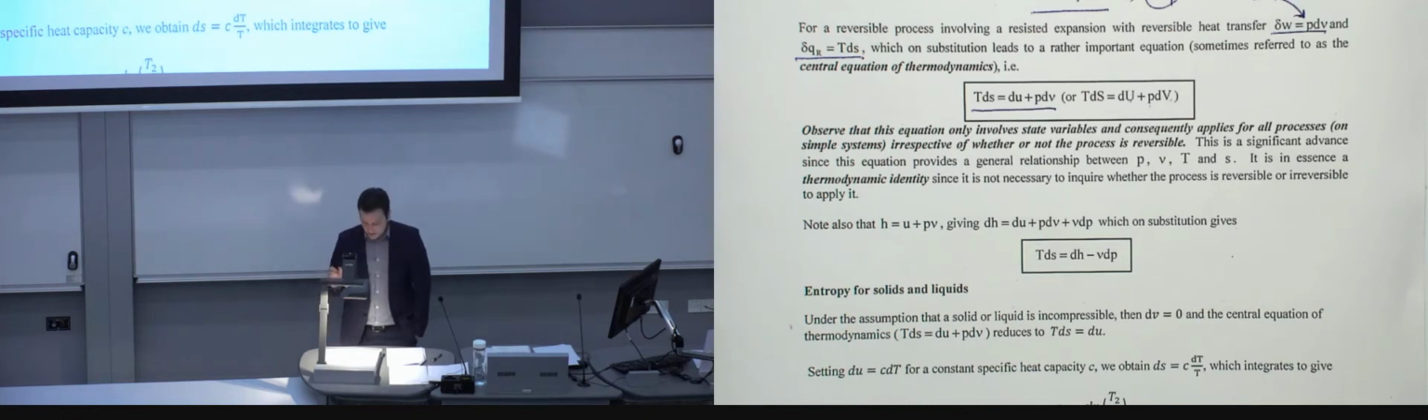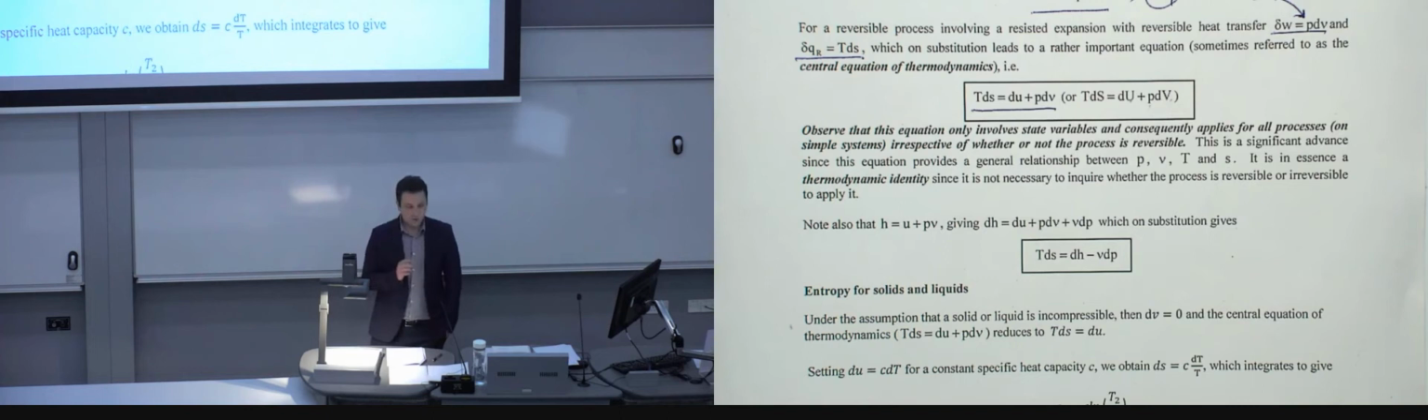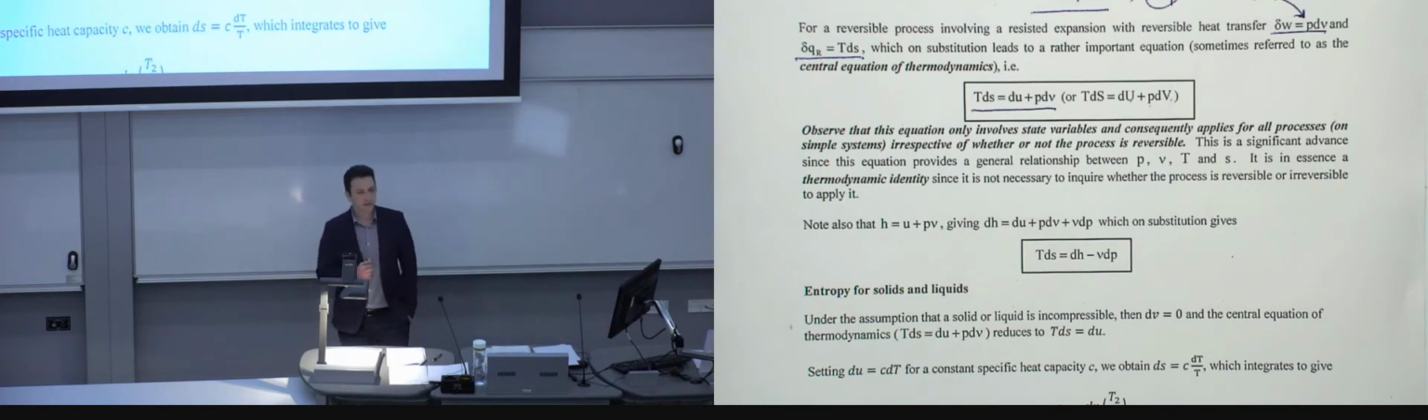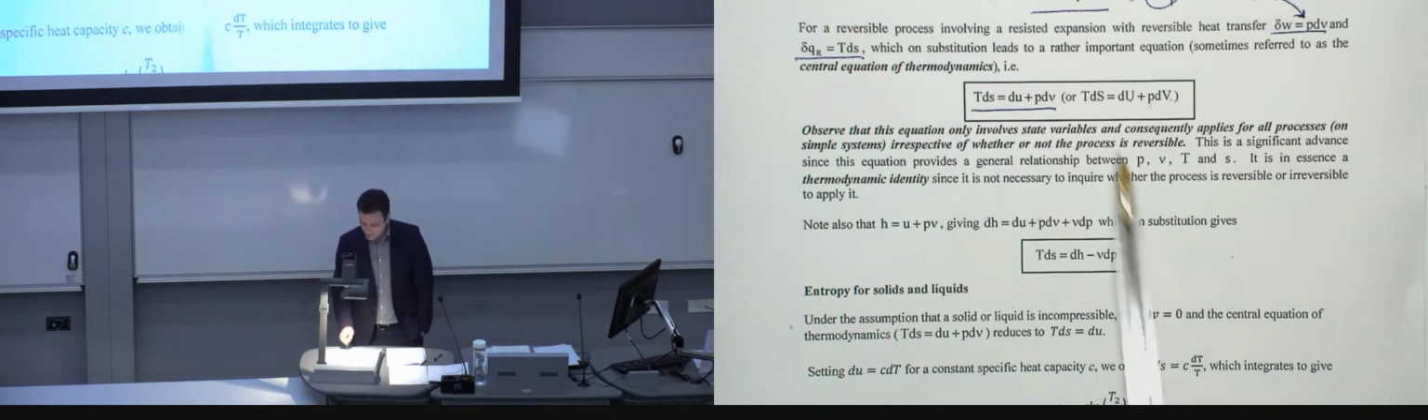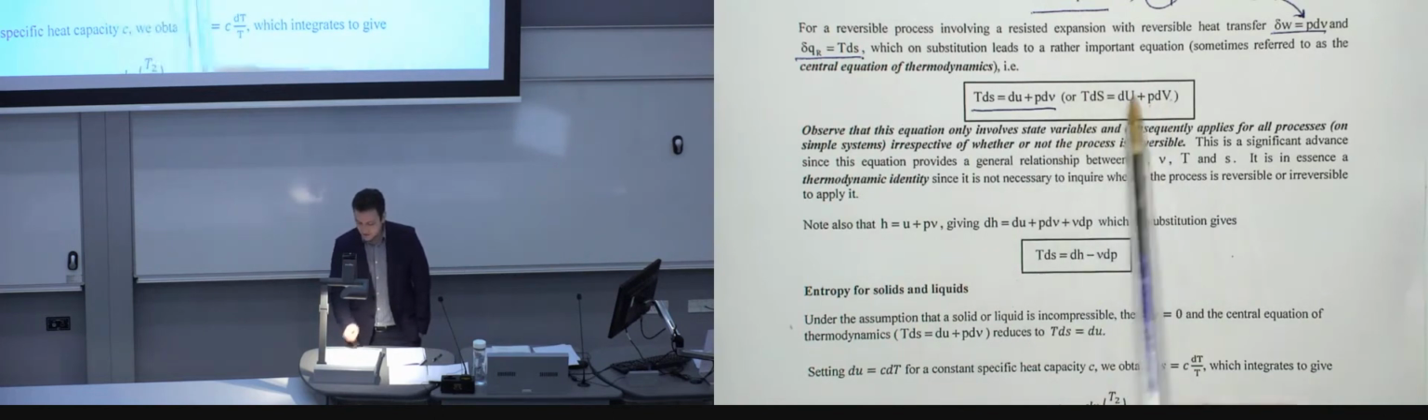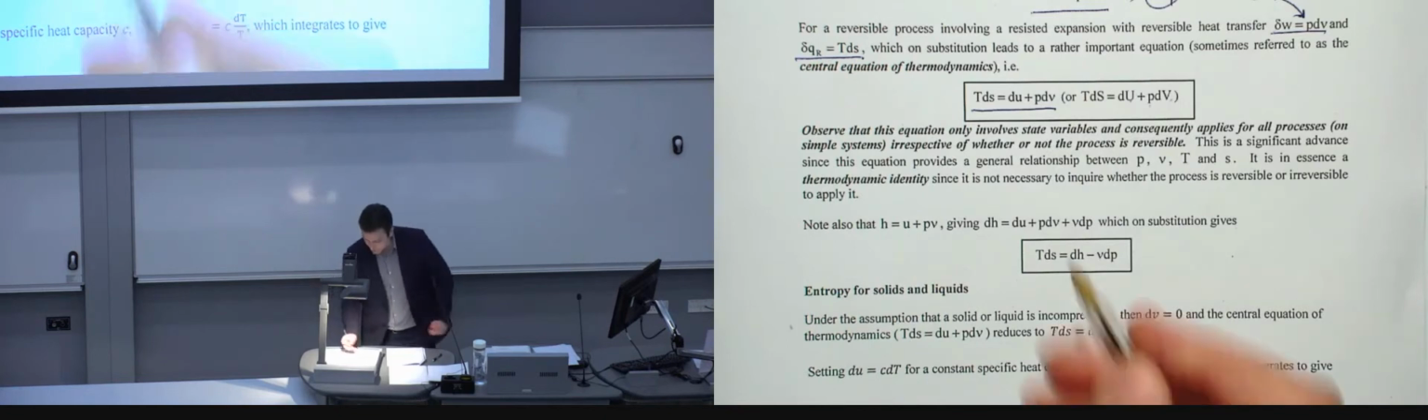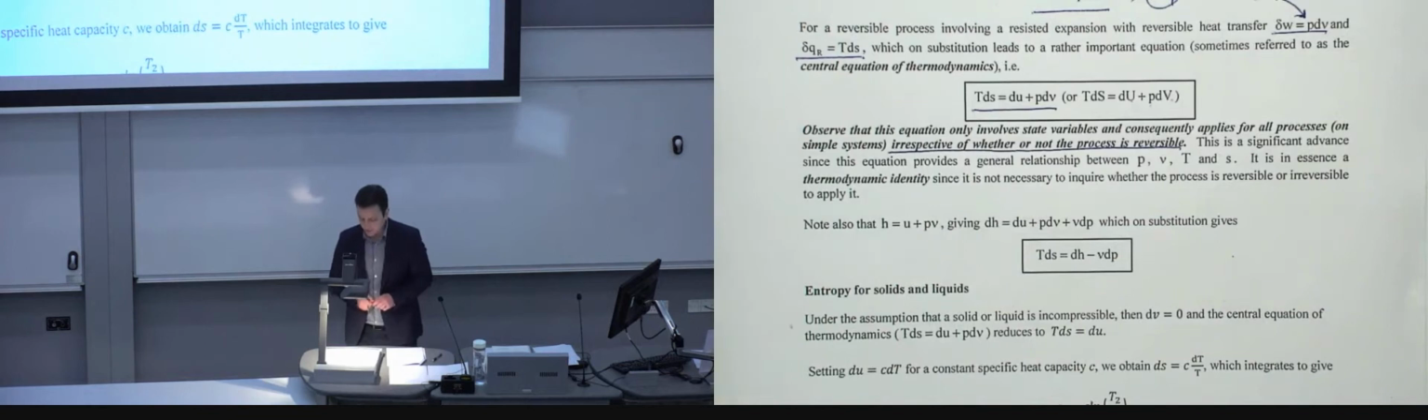The other thing is that it is applicable to both reversible and irreversible cycles. So you don't have to make specific assumptions to say that this equation is not applicable here, or cannot be used because of that assumption. No, this relationship is applicable to both cases, irrespective of whether or not the process is reversible.